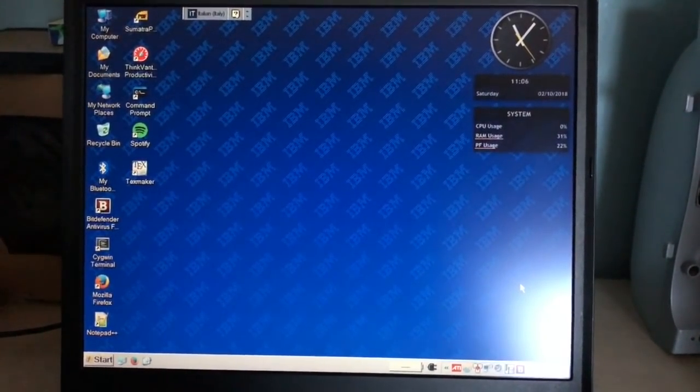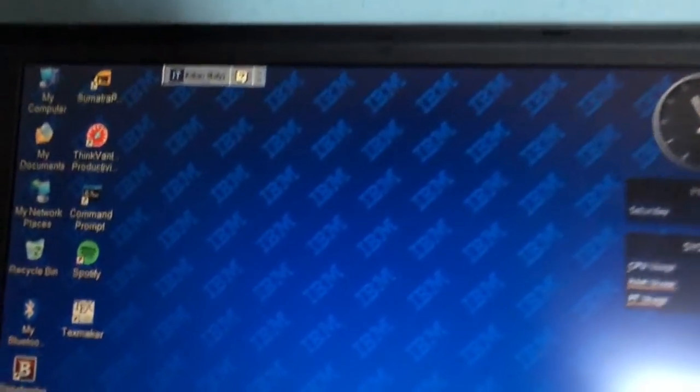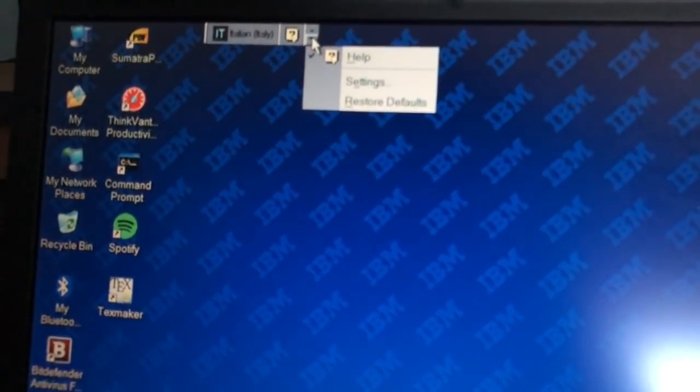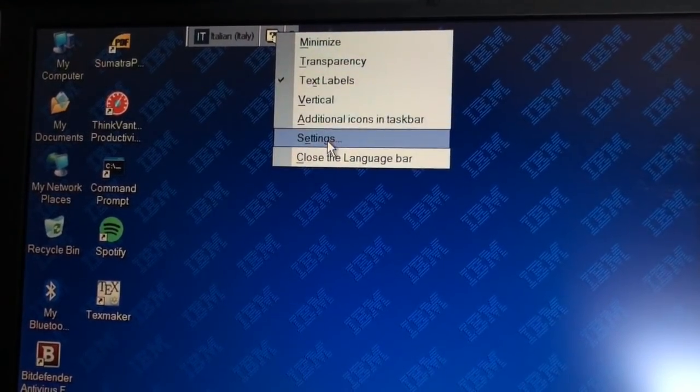So that's it about testing out this speech recognition. Now I have this stupid thing on the screen. Get rid of it. Close the language bar.